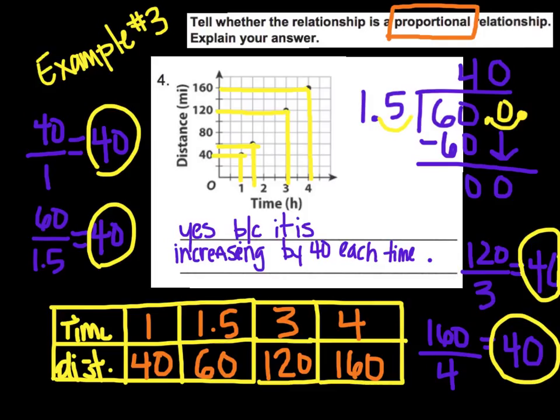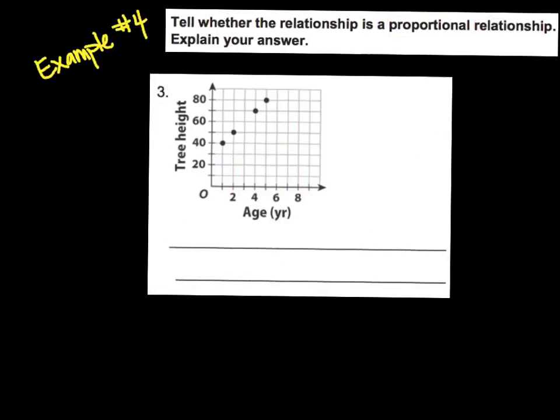And that's how you would solve a problem that starts as a graph. A good idea is to make your own table and then see if it increases the same every time. Okay, we're going to look at another example. This one is still a graph.